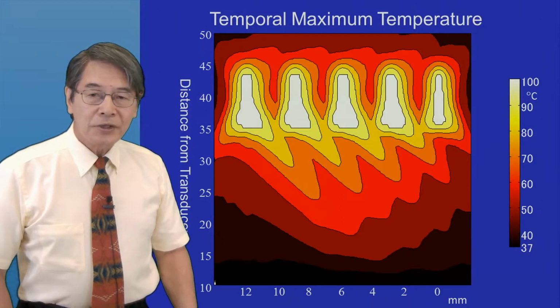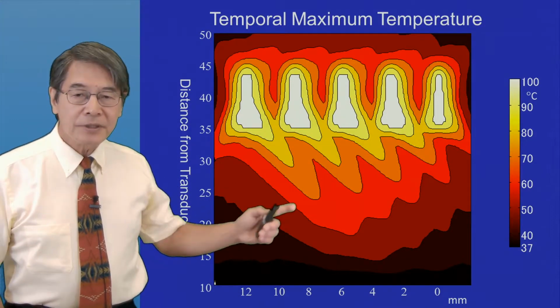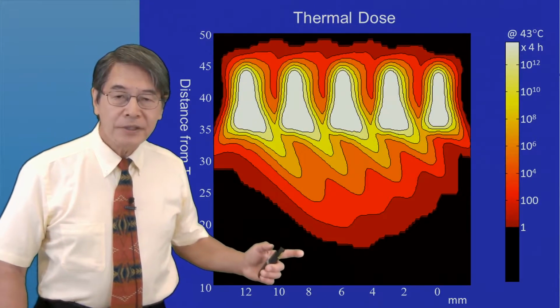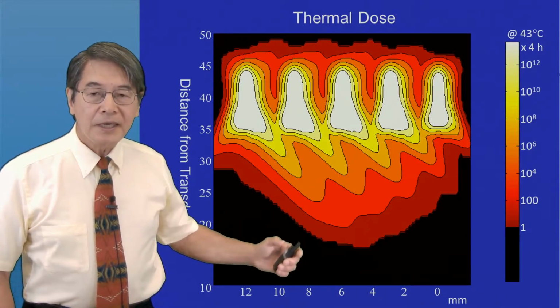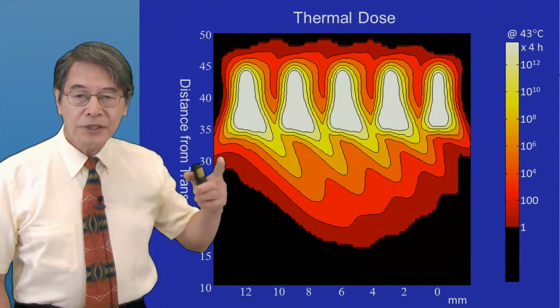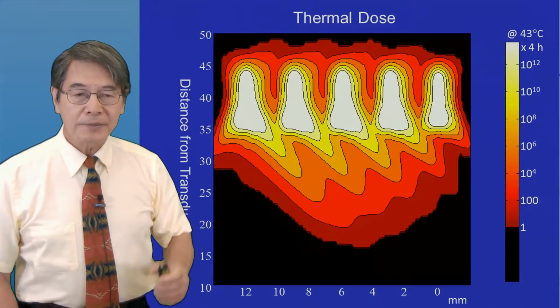This shows the temporal maximum temperature at each point of the tissue, and this shows the thermal dose at each point of the tissue calculated from its temperature history. You can see a contiguous thermal coagulation volume has been created.